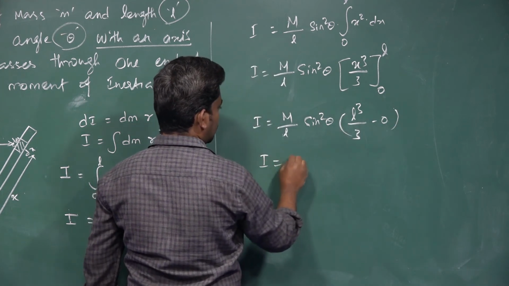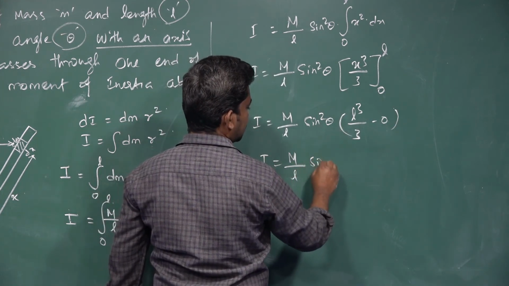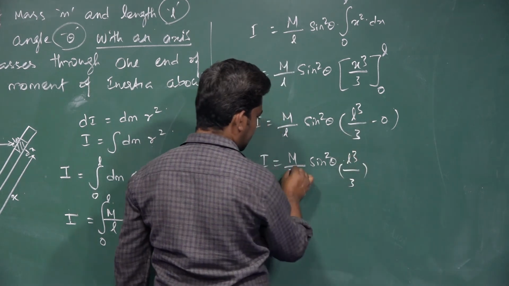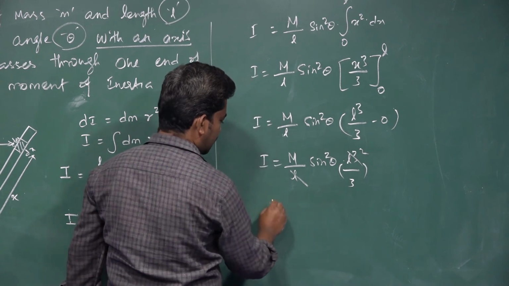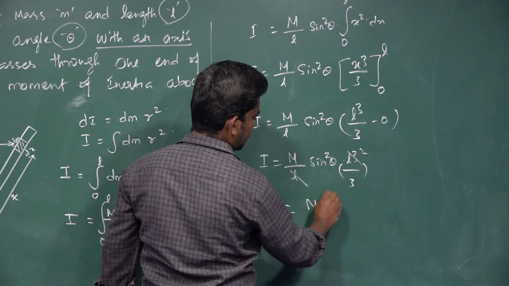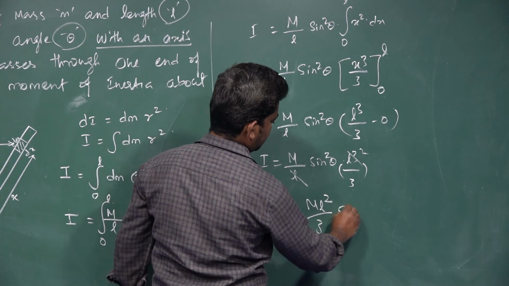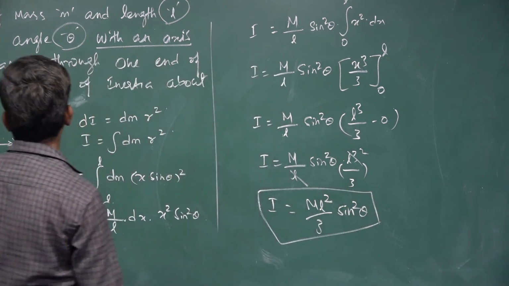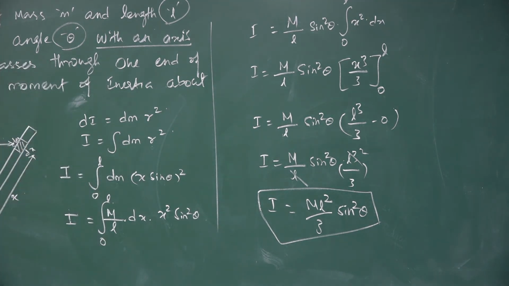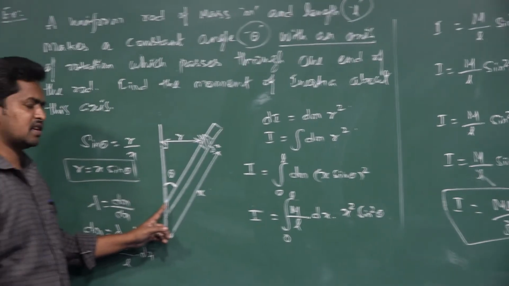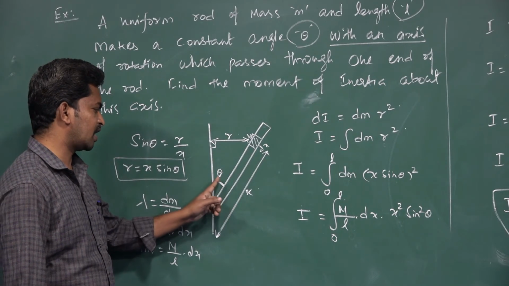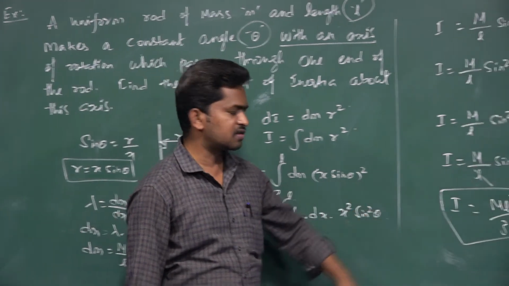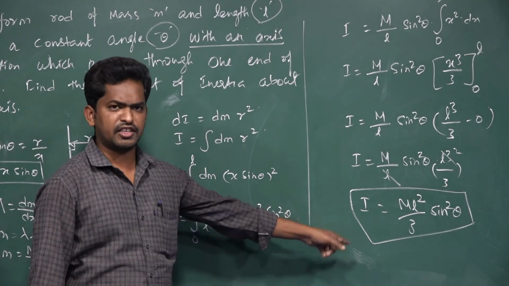So I is equal to m by L sin square theta times L cube divided by 3. Here L cancels with one power of L, leaving L square. So I is equal to m L square divided by 3 into sin square theta. This is the moment of inertia in this position. If the rod is made to an angle theta with the axis, the moment of inertia changes. The formula is I is equal to m L square by 3 sin square theta.